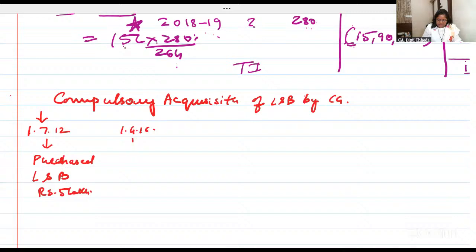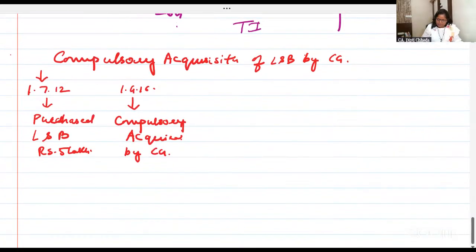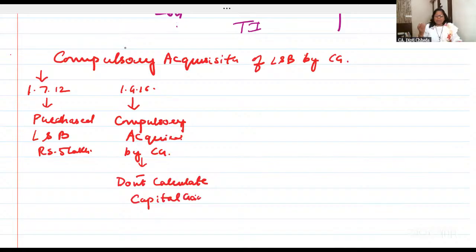1st April 16, compulsory acquired by central government. Write down like this. Don't calculate capital gain. Why? It's compulsory acquired, but what's the transfer value? कुछ भी मालूम नहीं है, nothing. So no taxes payable. Don't calculate the capital gain, no taxes payable.